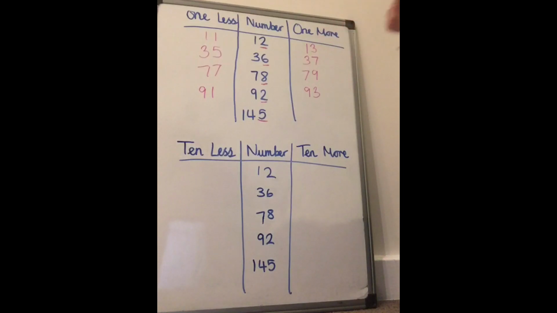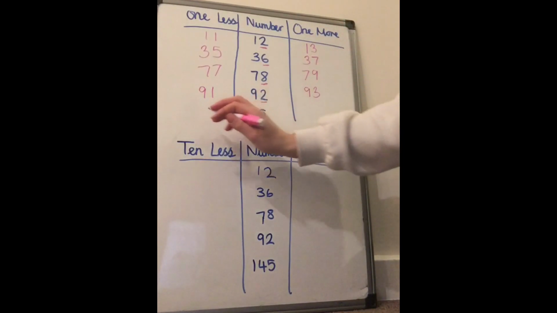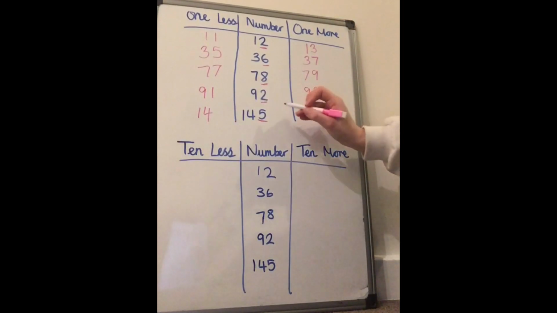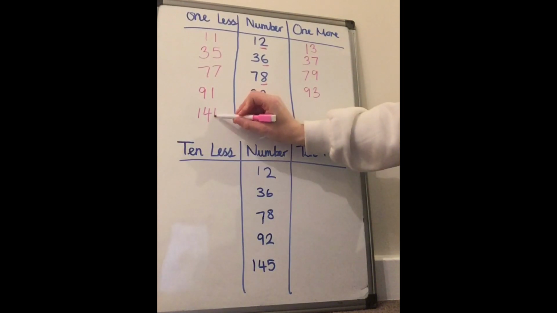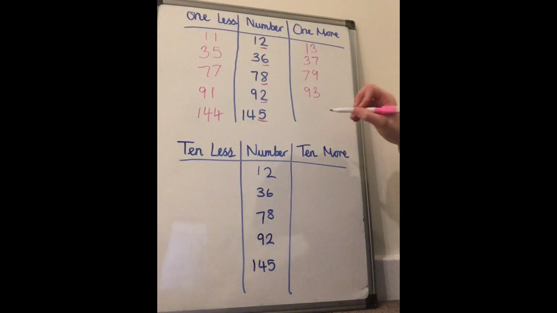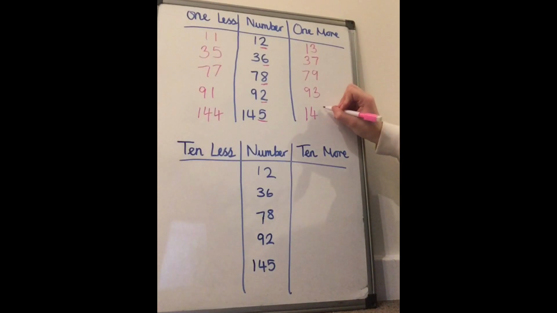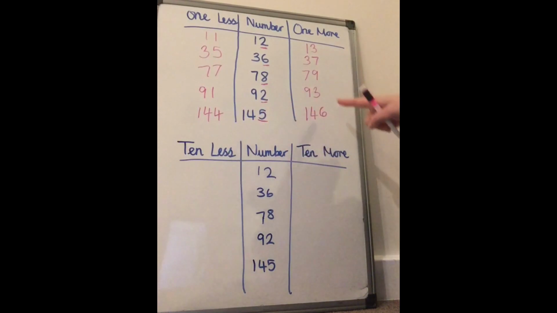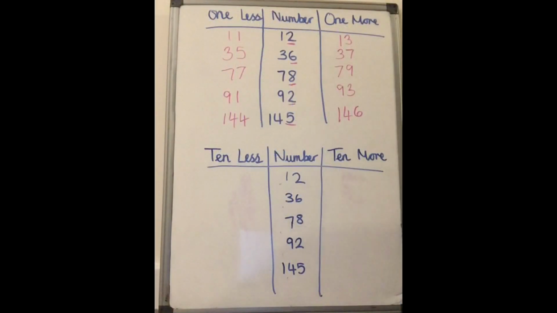Now, do not get fooled by a 3-digit number. It's not actually any harder. We're still going to keep our hundreds the same. We're going to keep our 10s the same. And then our 5 ones, take away 1 is 4 ones, 144. Over here, same again. 100 stays the same, 10 stays the same. And it's 1 more, so we're going to add 1. 5 add 1 is 6. So it's 146. We can double check we got it right. 144, 145, 146.